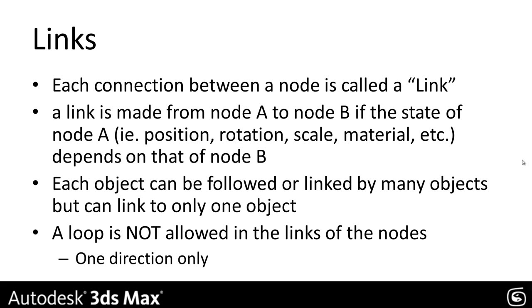Each object can be followed or linked by many objects, but can link to only one object. Okay, so it's a one-to-many relationship basically. And a loop is not allowed in the links of the nodes, so it's one direction only. So with the idea of the scene graph, you have one root node, and then the links go down from there. So it's one at the top, and you could have, of course, many, many things in the scene with many parent-child relationships.